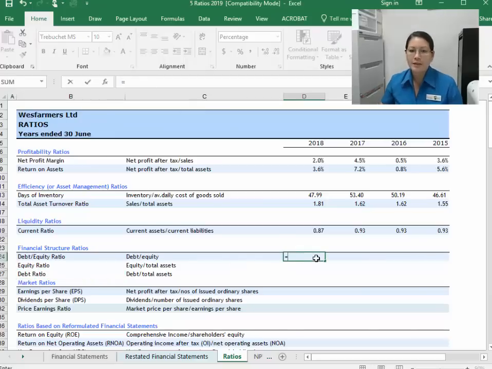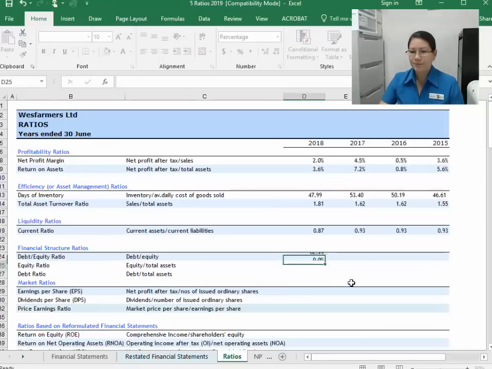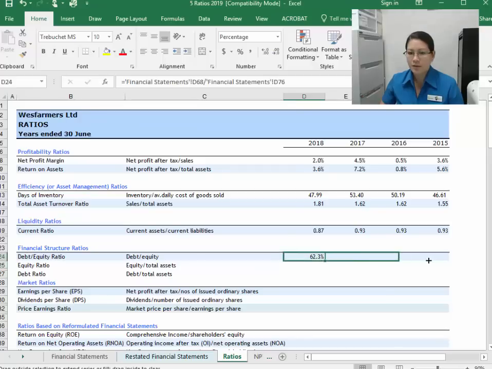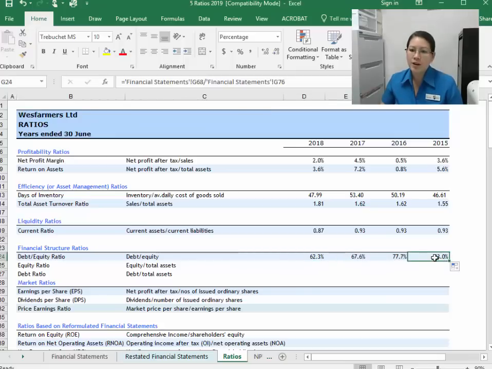We call debt liabilities in our case. So go to our financial statements and find total liabilities here and divide it by total equity here. You can see it's 62. So for every dollar that an owner's putting in, a bank is putting in 62 cents. Have a look at the trend. It's pretty much remained constant. It jumped up in 2016 and is slowly coming down again.